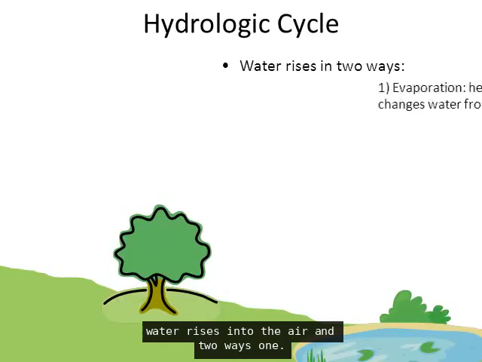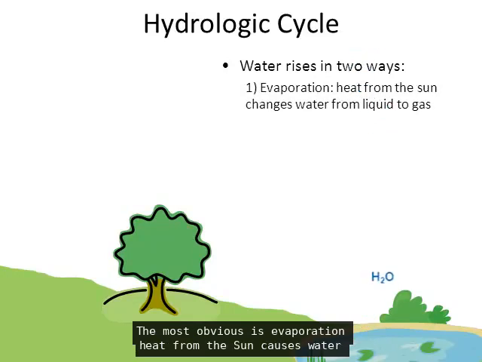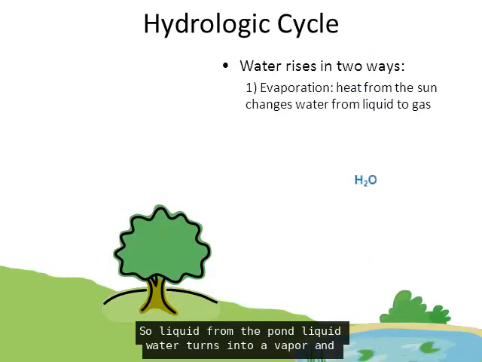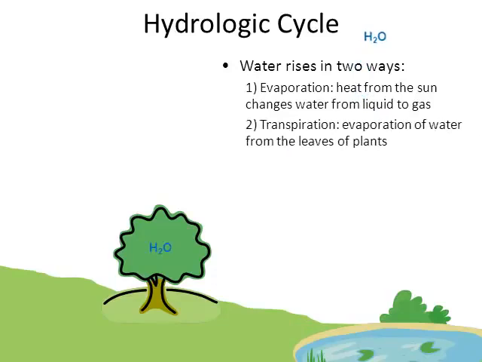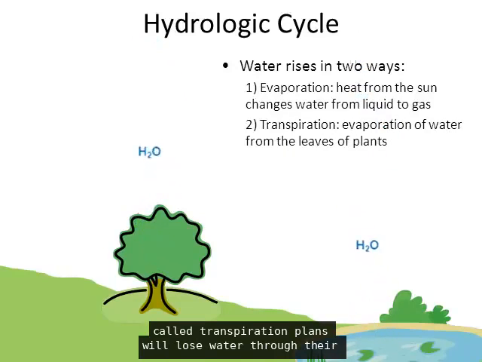Water rises into the air in two ways. One, the most obvious, is evaporation. Heat from the sun causes water vapor to rise into the air. So liquid water from the pond turns into a vapor and rises into the air. A second way that water rises into the air is through what's called transpiration. Plants will lose water through their leaves.